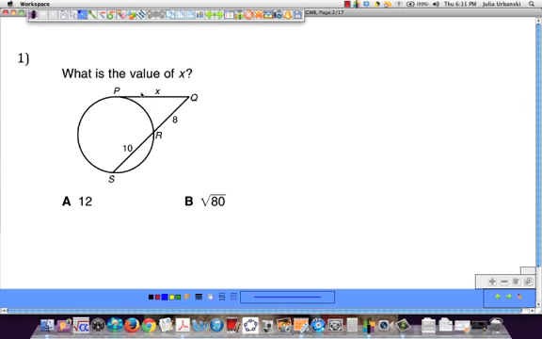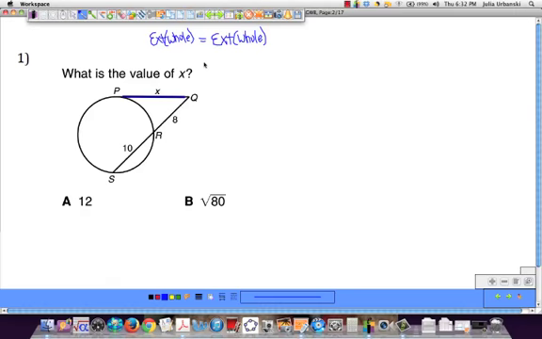Number 1, this is a segment that is found on the outside of the circle. So we're going to use the clue exterior times the whole piece, and we're going to do it for both sides. Do each segment separately. So for the top segment, the exterior piece is x because it's outside of the circle.